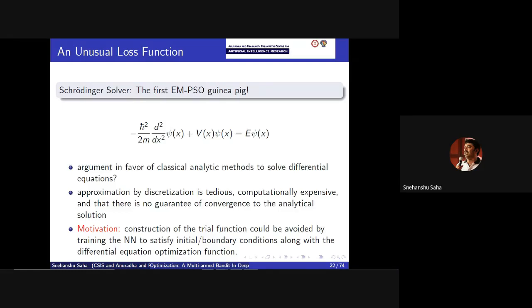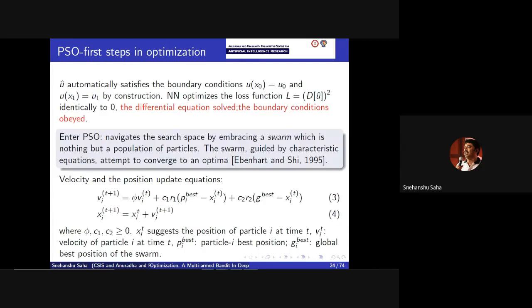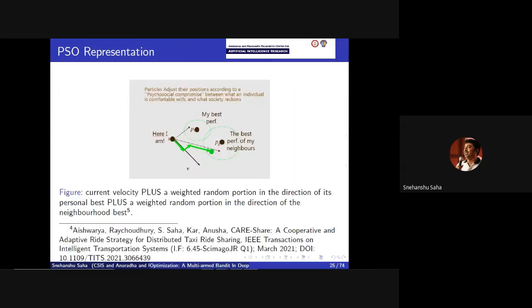Okay, but our first experimental guinea pig was this Schrodinger differential equation, which we attempted to solve. Okay, and were successful to a particular extent for different potentials. Okay, anyway, so this is typically the loss, and there needs to be some regularization of the boundary value problem. But this is what the swarm is, right? Now, I'm going to skip all these equations and show you a very simple thing. So this is how a swarm is denoted.